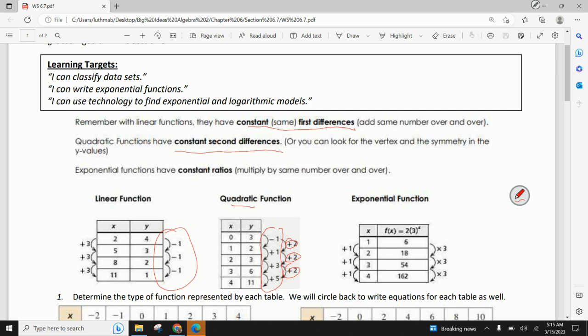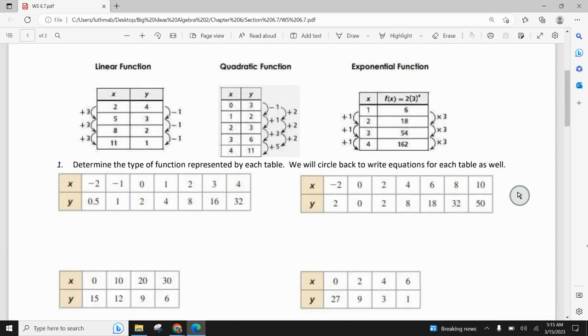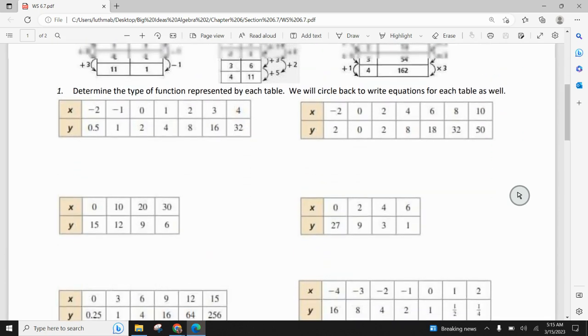And then finally, exponentials are what's known as a constant ratio. Ratio meaning multiplication or division problem. So 6 times 3 gets us 18. 18 times 3 gets us 54. 54 times 3 is 162. So as we go through these problems below, I'm kind of going to be guessing and checking with these type patterns, just looking for patterns. And then we'll end up doing more with it once we get a few more skills.